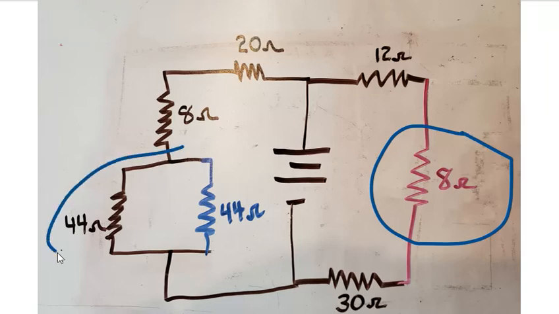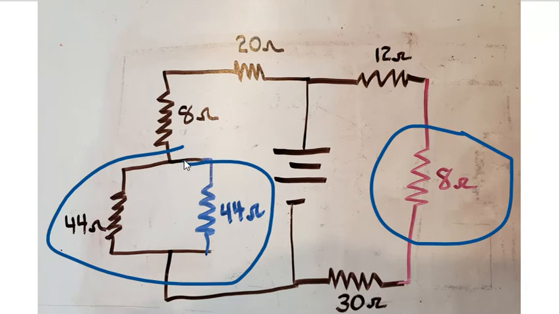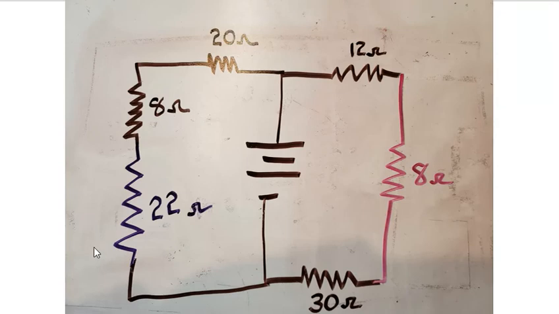So, still looking at this, again, I have multiple choices, but I'm going to combine something. These are in parallel, so 1 over 44 plus 1 over 44, add them up equals 1 over the total resistance. Those two combine to be 1 resistor. That's 22.